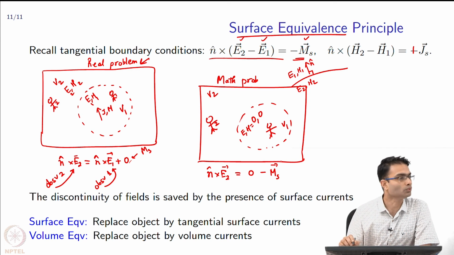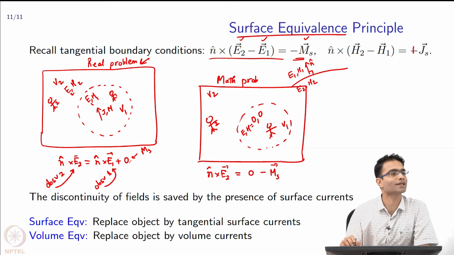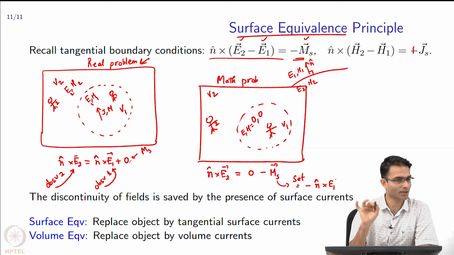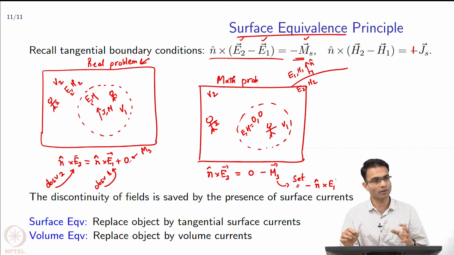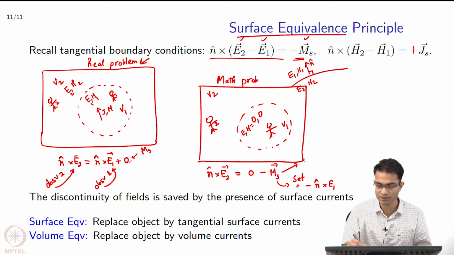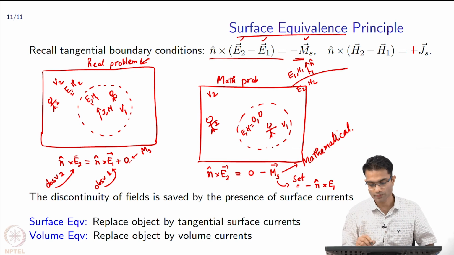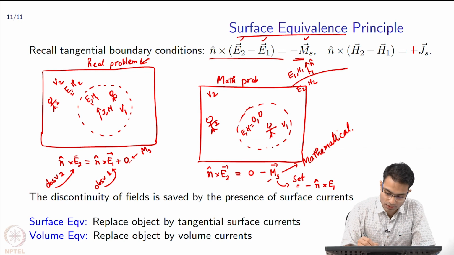I introduce a new Ms, and what should I set as the value of this Ms? Right. So, supposing I set its value equal to minus n cross E1. Okay. So, observer 1 sets the fields equal to 0, that is all right. I saved the situation by introducing a mathematical current, remember this is a mathematical current over here, which is equal to this. So, now this hypothetical surface has a current Ms.